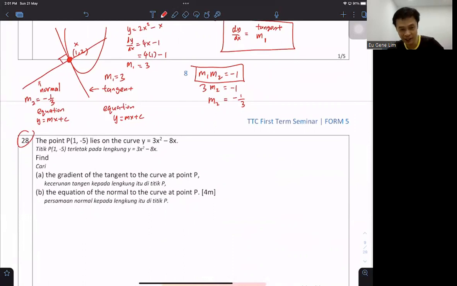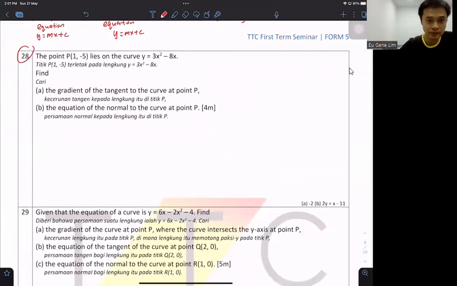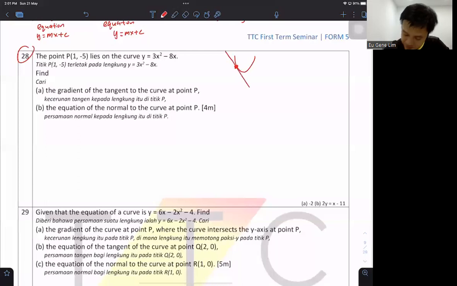Like question 28. Point P lies on the curve. Okay, I try to draw. Point P lies on the curve, like this. This is point P. Point P is (1, negative 5), that's the coordinate of point P. The curve is y equals 3x squared minus 8x.